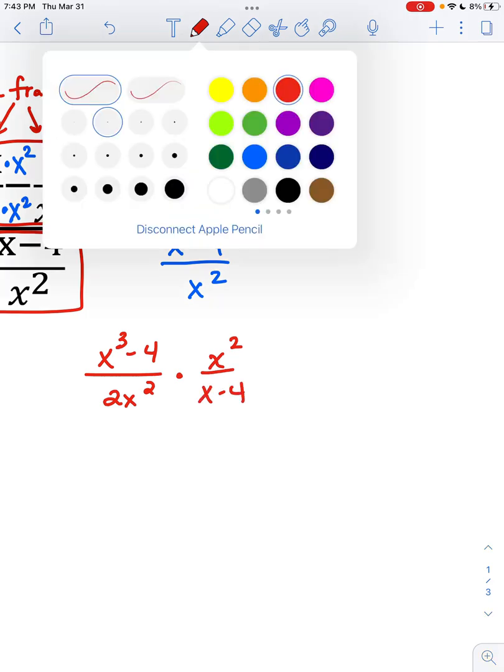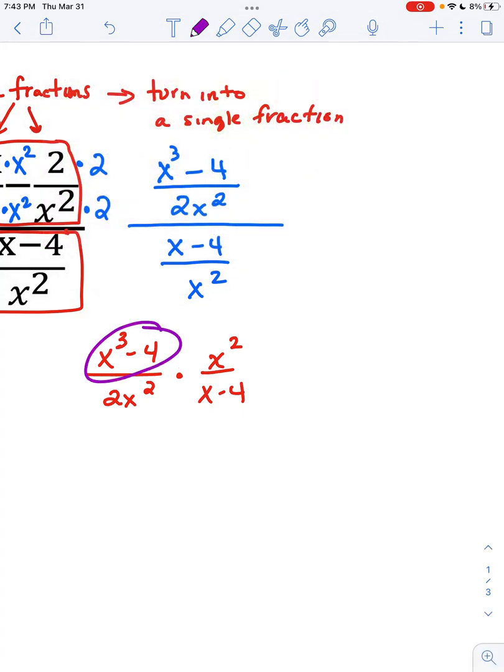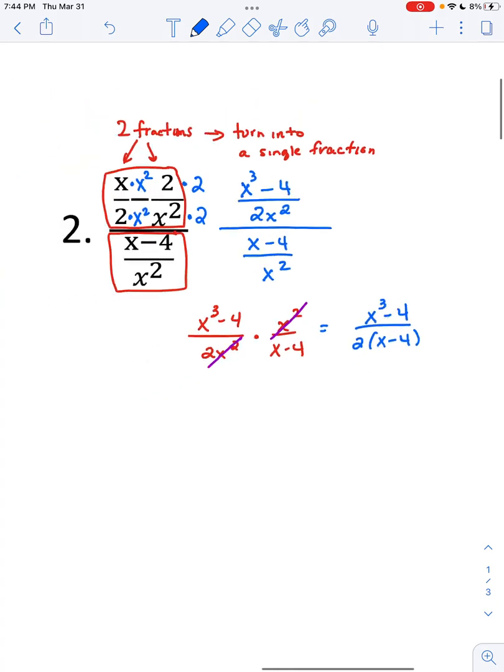The x cubed minus 4 looks like it may factor like difference of cubes, but 4 is not a cubed number. If it was x cubed minus 8, we could actually factor that further. So nothing reduces with these two factors since that x cubed is there. But here we have an x squared, and that's a factor of x squared, so those can at least cancel out. So my final answer is going to look like x cubed minus 4 on the top, and then 2 times the quantity of x minus 4. And we would leave that as our final result.